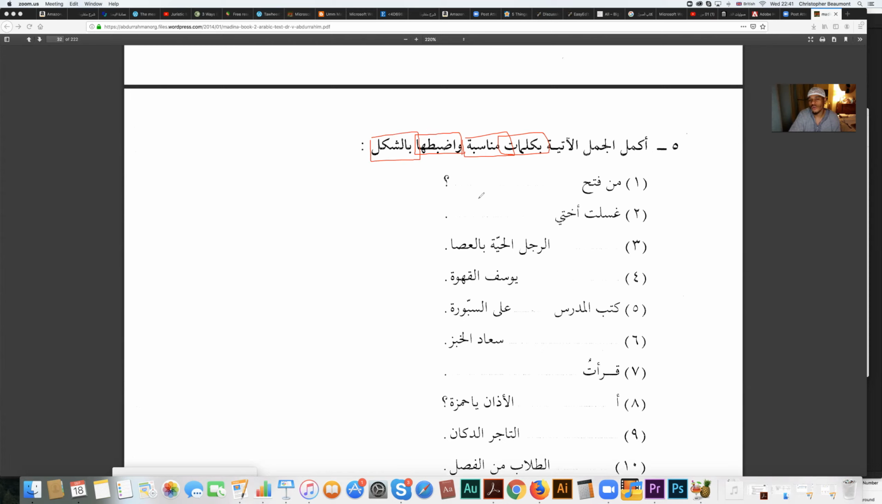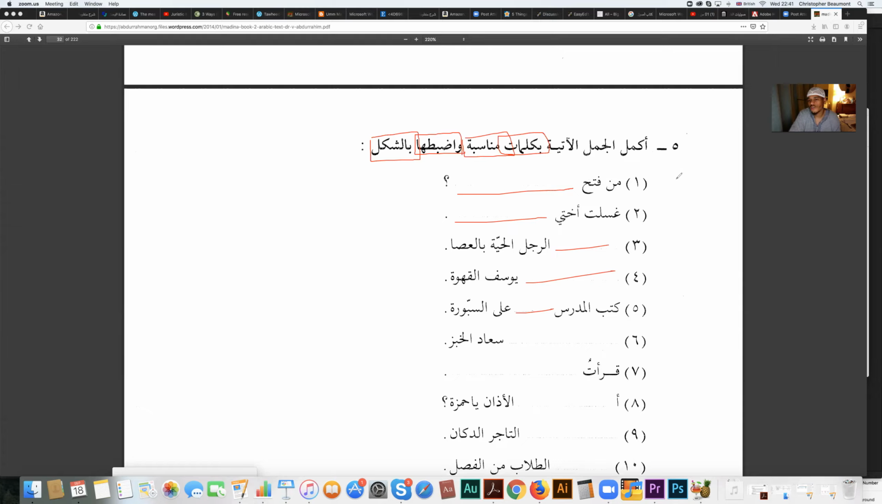Oftentimes, the author only wants you to place the last vowel, but you know me, I want all of the vowel sounds there. So if you notice that there's a blank space here, a blank space there, you have to put a suitable word in. All right, you have to put a suitable word in.